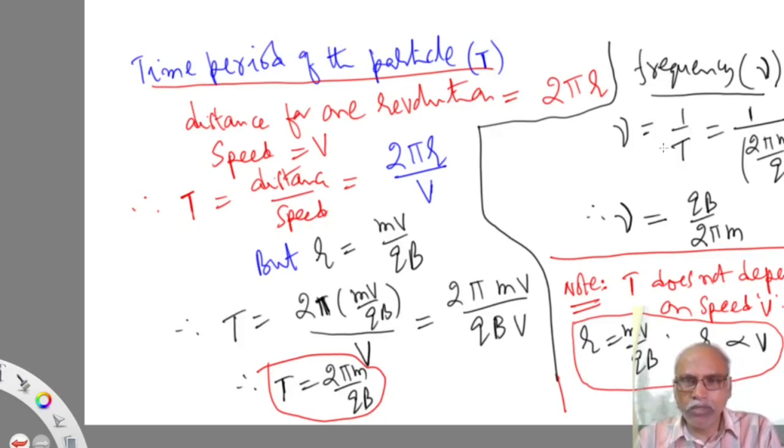Frequency of the particle means the number of revolutions made by the particle, that is the reciprocal of time period. Frequency nu is equal to 1 by T. From there you get nu is equal to qB by 2 pi m. And here one important point: time period does not depend upon the speed of the particle. The radius of the circular path is directly proportional to the velocity of the particle. The more the velocity with which it enters the field, the more the radius it follows.